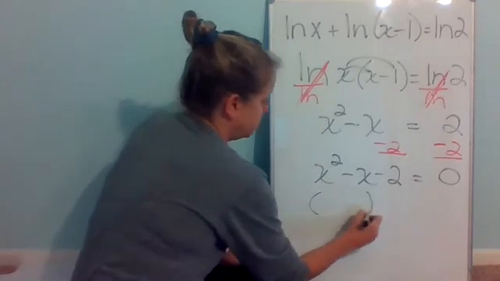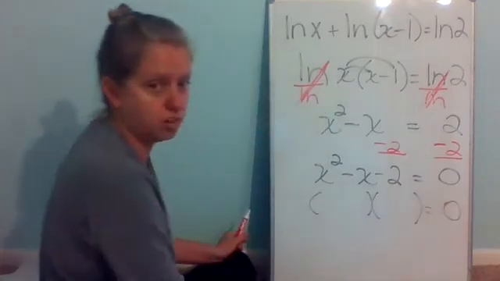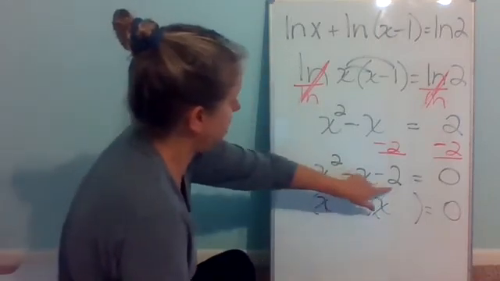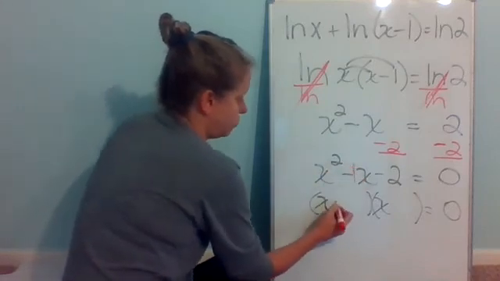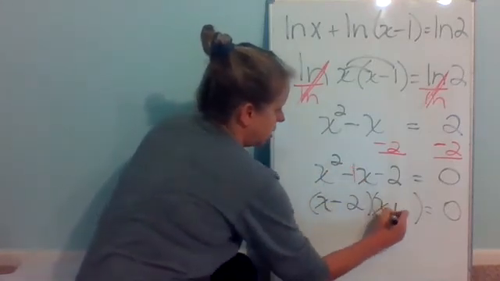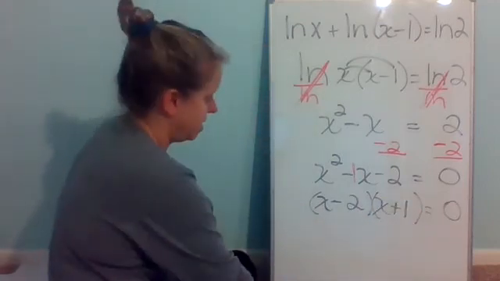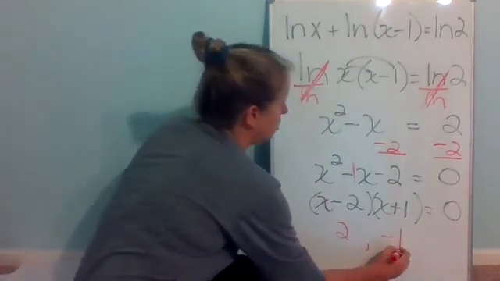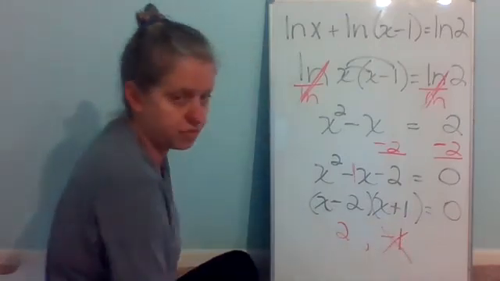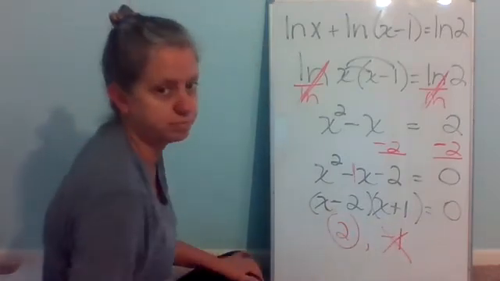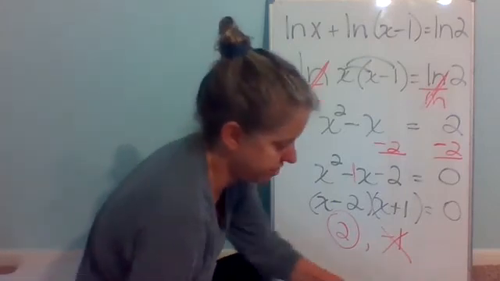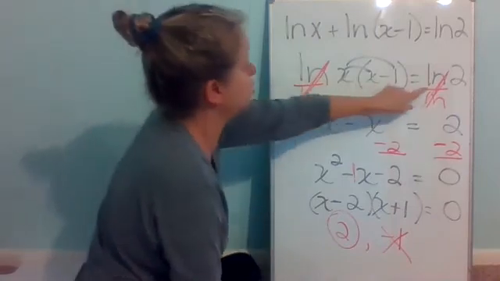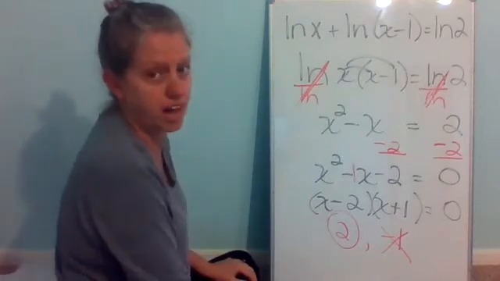Either put it in your quadratic program or factor it to solve. x and x for x squared. Factors of negative 2 that add to negative 1 would be a negative 2 and a positive 1. And if I set those equal to 0, I would get positive 2 and negative 1, and take off your negative answer. So positive 2. Last one. So again, if you have logs or ln's on both sides, divide them off.